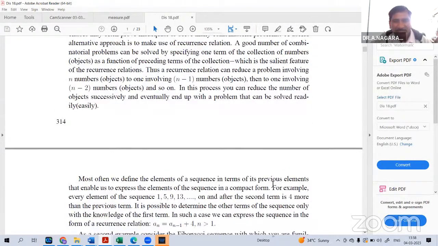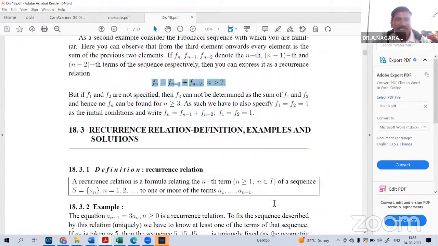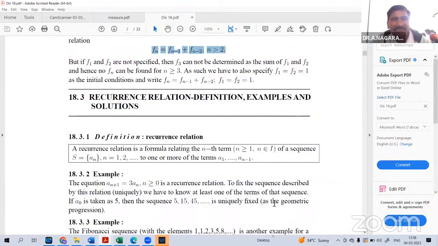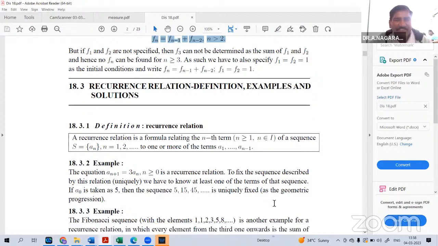Okay. Now, coming to the next topic: the resolution of recurrences, the relation, definition and examples.